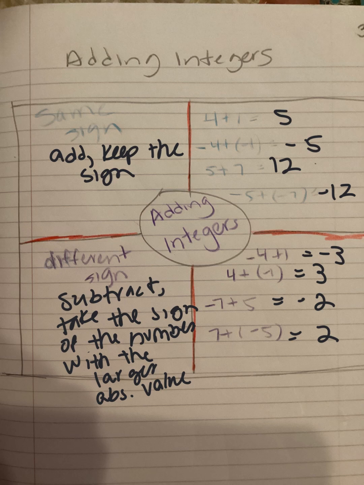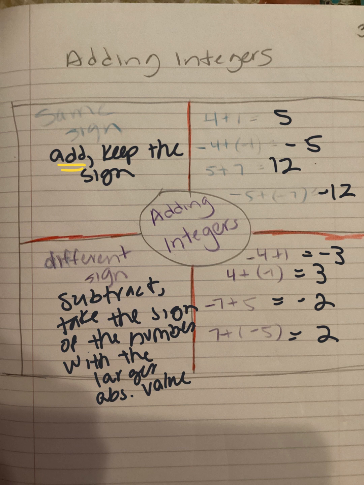On Friday, we reviewed the adding integers rules. If you remember, if the signs are the same, you're going to add and keep the sign. So 4 and 1 are both positive, so you'll just add and your answer's positive. But -4 plus -1, they're both negative, so you'll still add and you'll get -5.